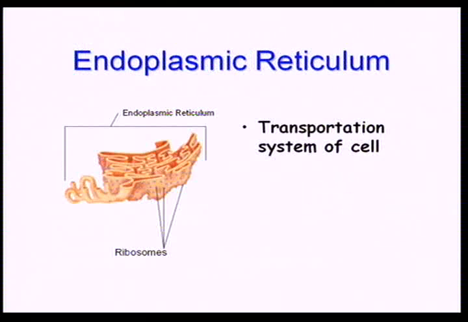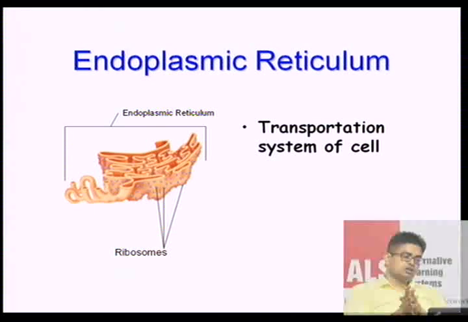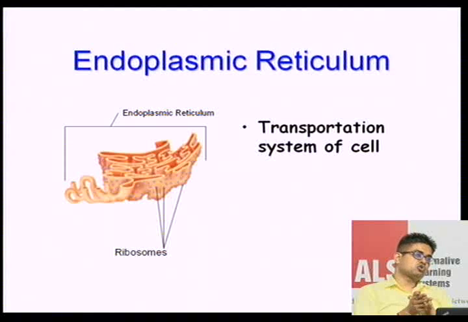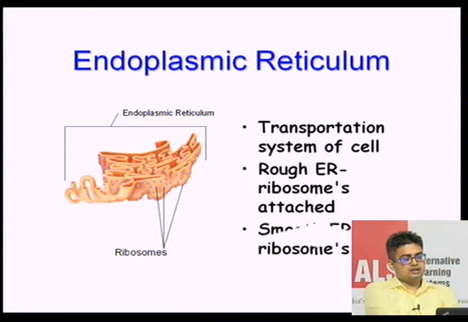Next comes the endoplasmic reticulum. Endoplasmic reticulum is of two types: rough endoplasmic reticulum and smooth endoplasmic reticulum. So rough has ribosomes, smooth does not have any ribosomes. It is a transport system of the cell, and smooth ER has no ribosomes, just like that.